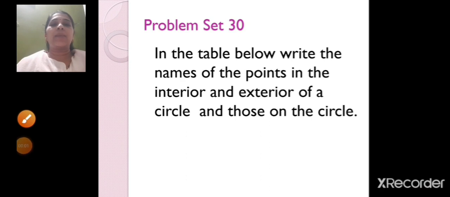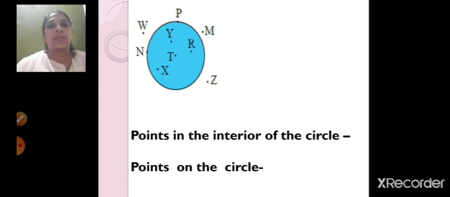The next one is problem set 30. In the table below, write the names of the points in the interior and exterior of a circle and those on the circle. So just now we saw the example. Based on that example only this problem set 30 is. So now you can see here children, again they have given a figure, right? So you have to find out from this figure which are the points in the interior of the circle, exterior of the circle and the points on the circle.